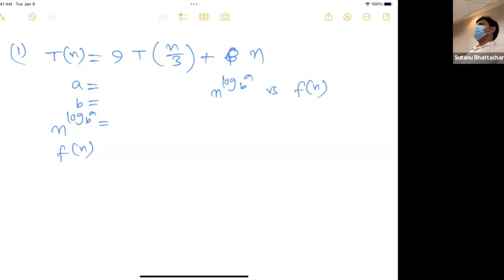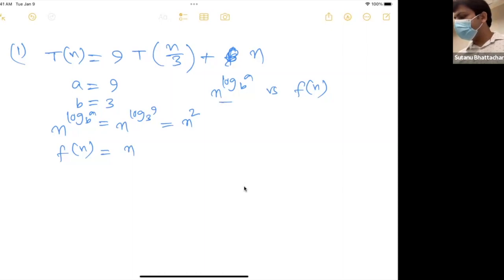Let's solve together. What is a? 9. Okay. What is b? 3. Very good. What is n power log a base b? What would be the value? N square. So 9 is 3 square, right? Log 3 base 3 is 1. What is f of n? n. Now you need to compare these two terms. This is n square. This is n. Which one is dominating? N square is dominating. So which case will be applicable?